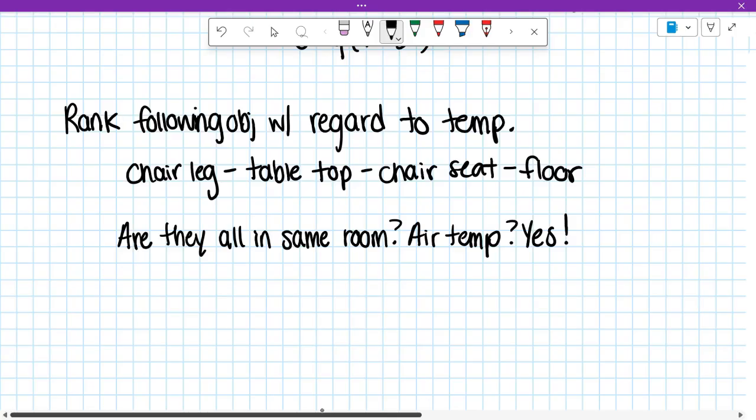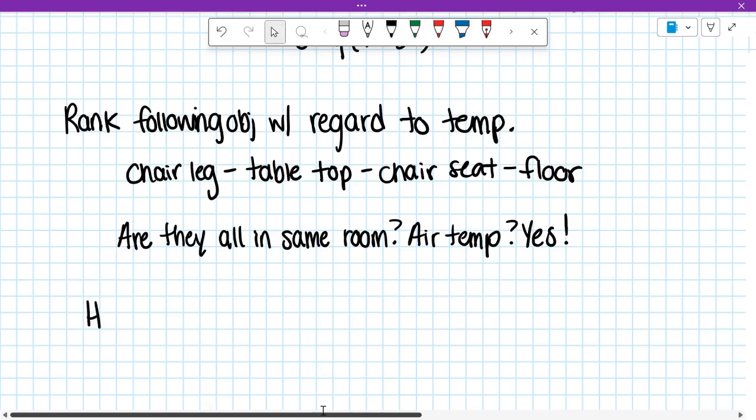Some of your body heat could have transferred to the chair seat. But if you had just sat down, all of those things would be the same temperature because they've all been in the classroom for a very long period of time. Okay, so things feel colder because of a transfer of heat, not because of a temperature. Okay? So the greater the rate of heat transfer from you to the object, the colder the object is going to feel. So that's why the chair leg feels the coldest, because metal can transfer heat very quickly.